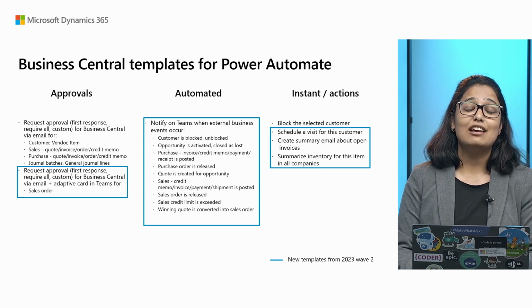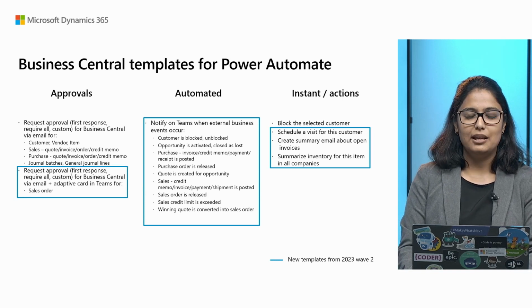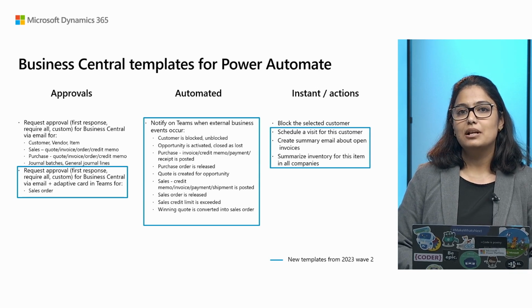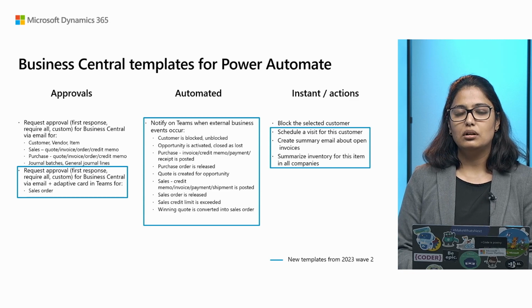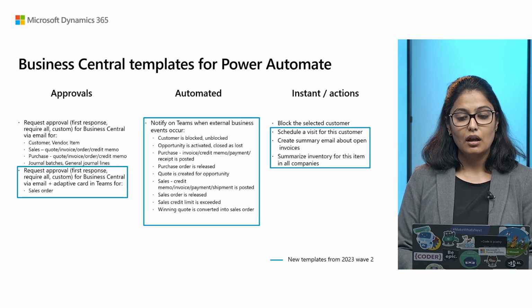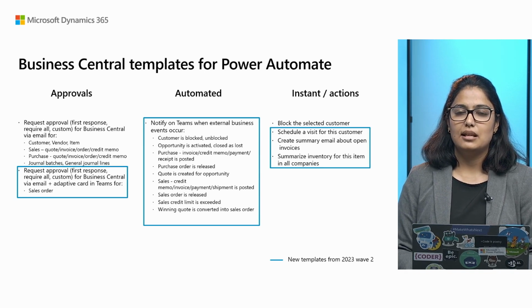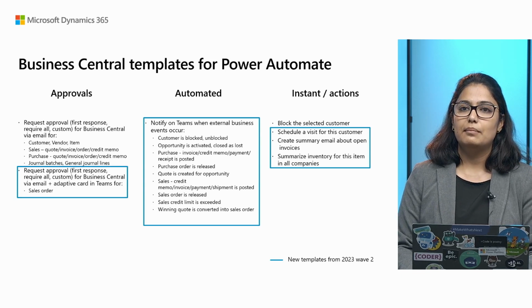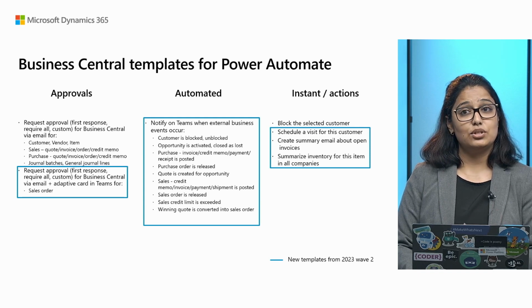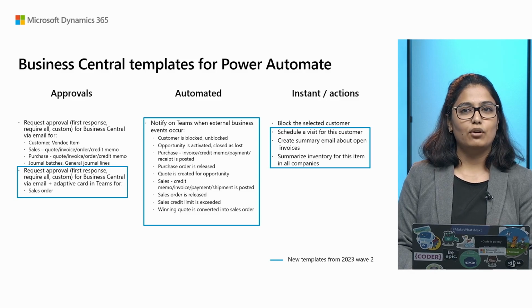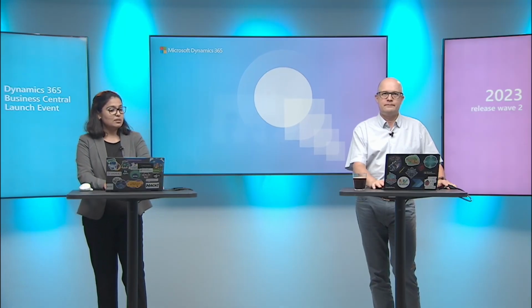We have added 17 new automated templates that are based on external business events. So these templates allow the notification on Teams whenever an external business event happens. For example, a customer is blocked or a purchase order is released and so on. We have also added new instant templates. You might have already seen the block the selected scenario in instant templates. Now we have added 3 more, which includes scheduling a visit, creating summary email, and summarizing inventory for item from all the companies. So that was about the templates.